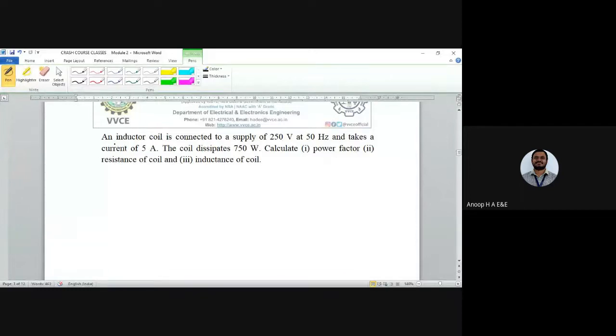Okay, so an inductor coil is connected to a supply of 250 volt at 50 hertz and it takes a current of 5 amperes. The coil dissipates 750 watt, a very important problem, and calculate the power factor and the resistance of the coil and the inductance of the coil. When I say coil, it is generally a series RL circuit like this.